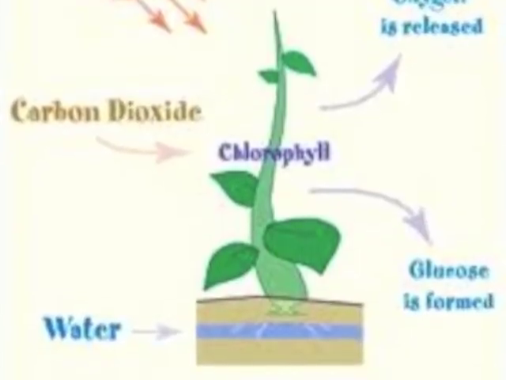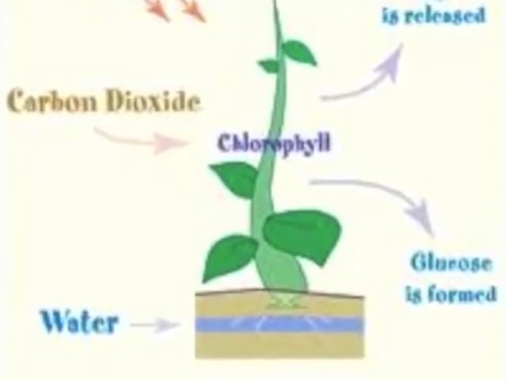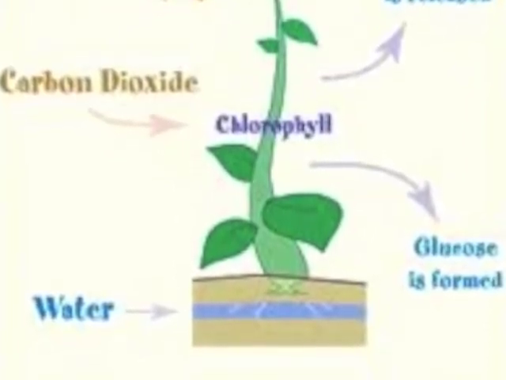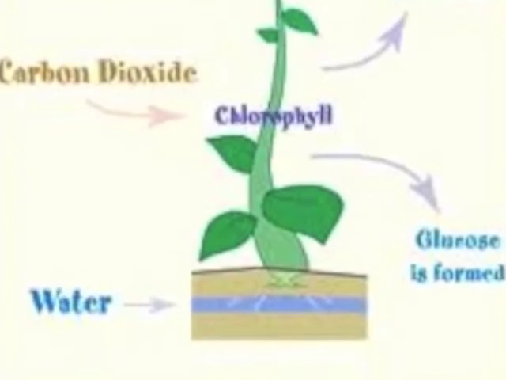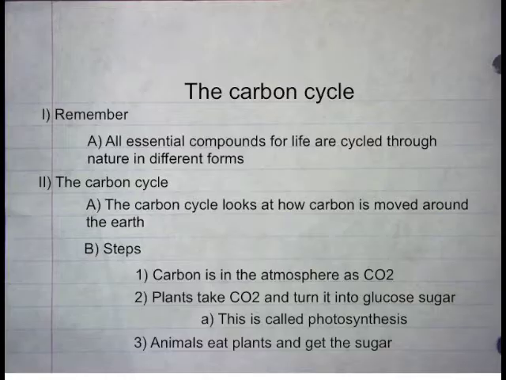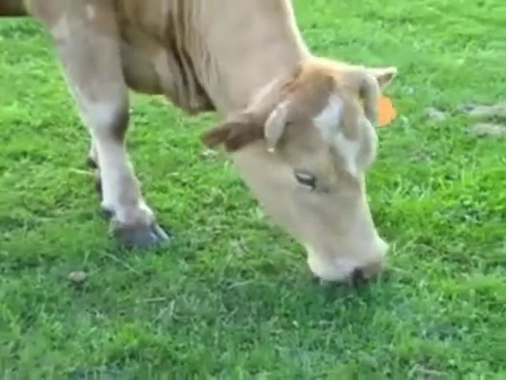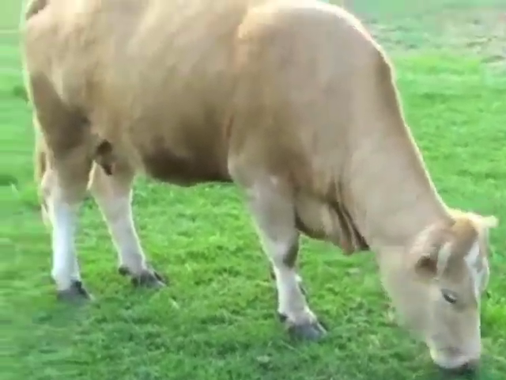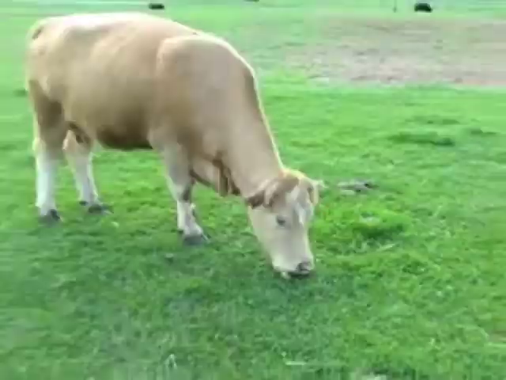Photosynthesis is where plants take in light energy from the sun, carbon dioxide from the atmosphere, and water, and turn it into glucose sugar as well as oxygen. Animals eat plants and get the sugar. Organisms that are not autotrophs are considered heterotrophs and must consume producers in order to get the glucose that they need in order to survive.